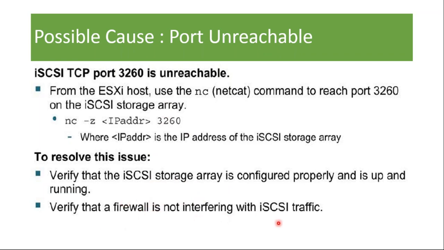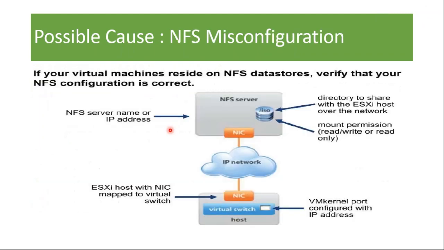Verify that a firewall is not interfering with the iSCSI traffic. Verify on your network layer that the firewall device is not blocking port 3260 for your iSCSI storage configuration. If it is blocked, then you have to request to enable or allow this particular port traffic on your network layer. Any questions on this slide? Okay, moving to the next slide.